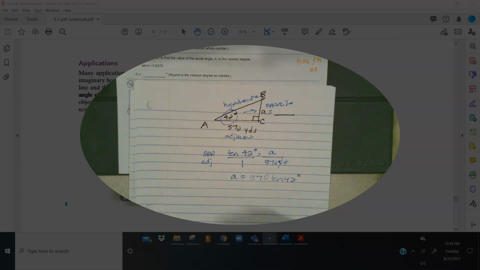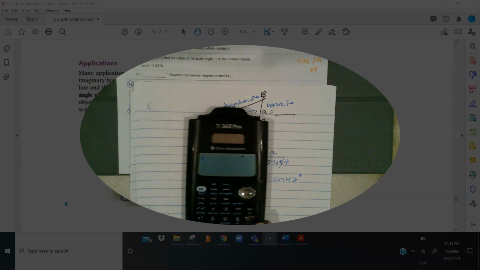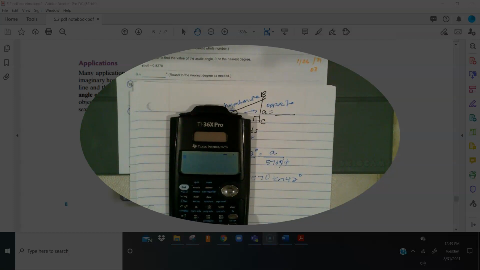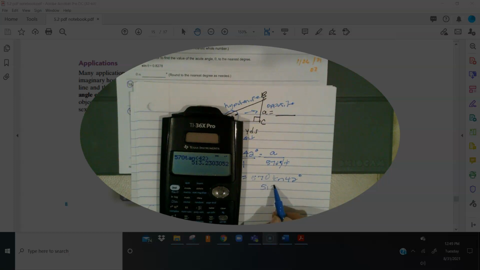I don't expect you to have memorized the tangent of 42 degrees. If I were you, I would clear out anything that I've been doing, especially if you're working with either degrees or radians and back and forth. This is in degrees. Make sure my calculator is in degrees. And then you can type in 570 tan 42 degrees. Close the parentheses, press equals, and you'll find out that's about 513.2 yards.